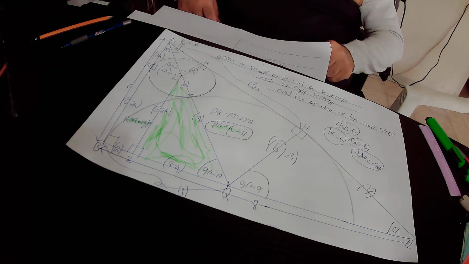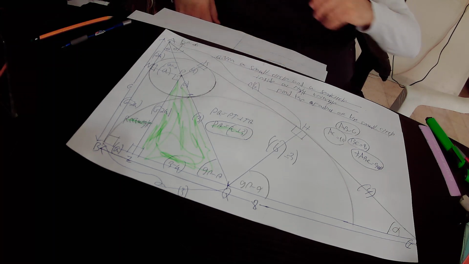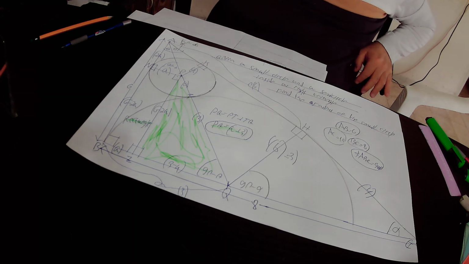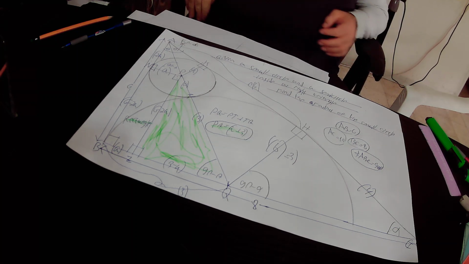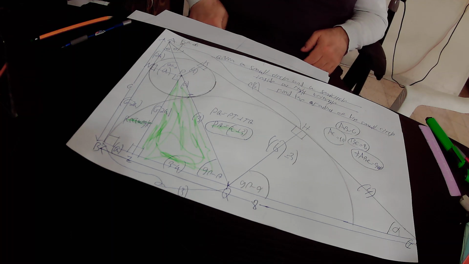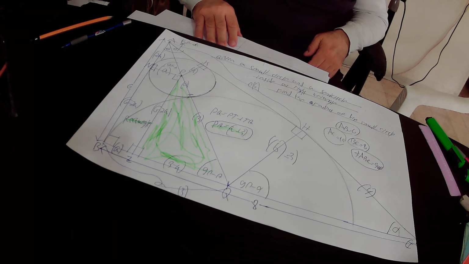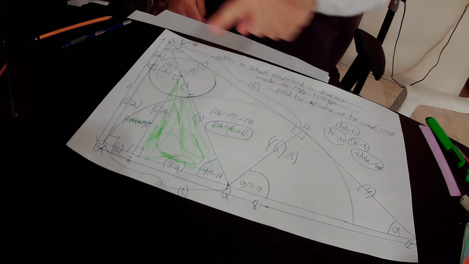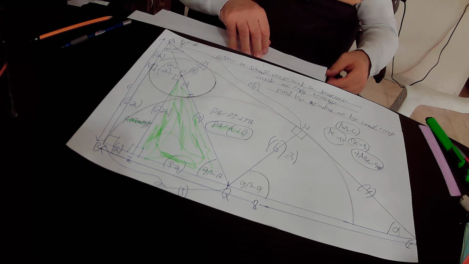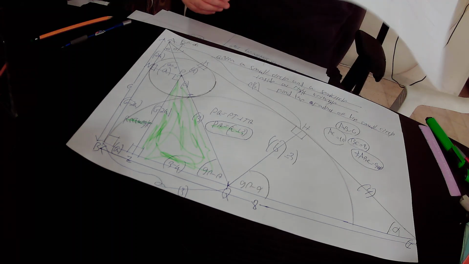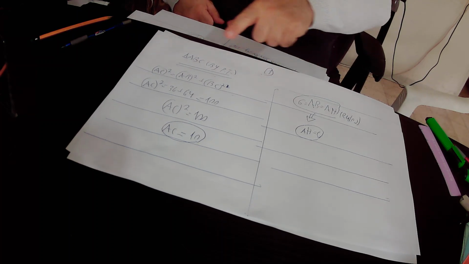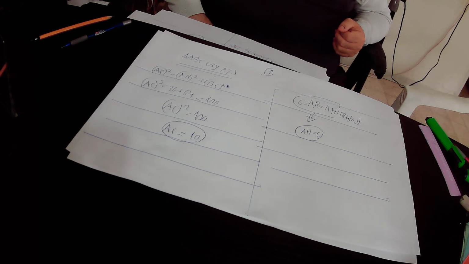So in the first step, we implemented the Pythagoras theorem on this right triangle, triangle ABC. According to the Pythagoras theorem, in any right triangle, the square of the hypotenuse equals the sum of the squares of the perpendiculars. So that is to say, in this right triangle ABC, AC square equals AB square plus BC square. Repeat again, in the right triangle ABC, AC square equals AB square plus BC square.